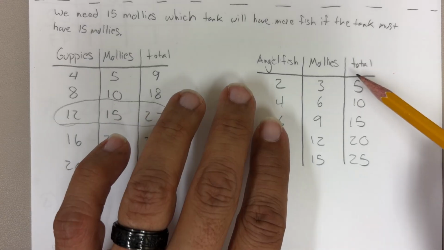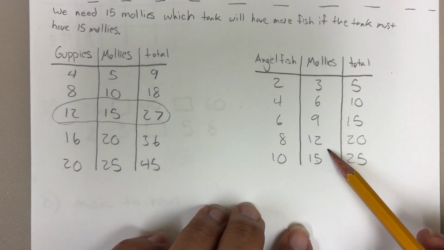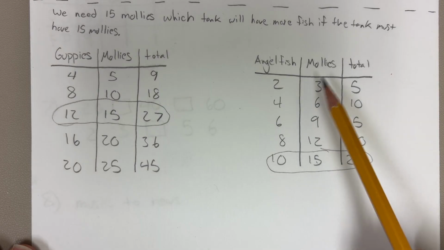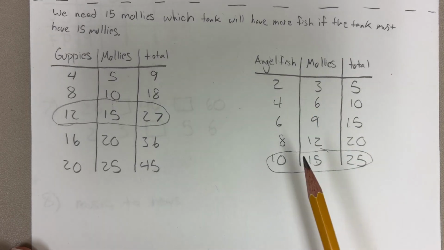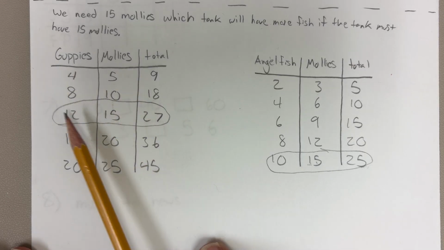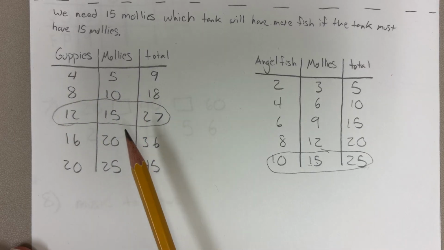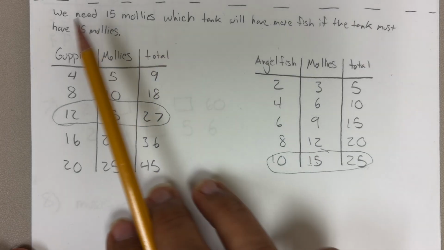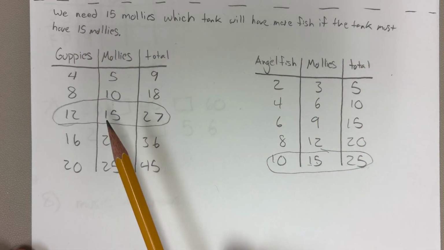Okay, and we look here. Where's the 15 mollies? Right there, and we look at this ratio of fish. So if you use the angelfish, you'll end up with 25 fish total. If you use the guppies, you'll end up with 27 fish total. So which tank has more? The one with the guppies. Okay, and that's you being able to read and understand how the chart is working.